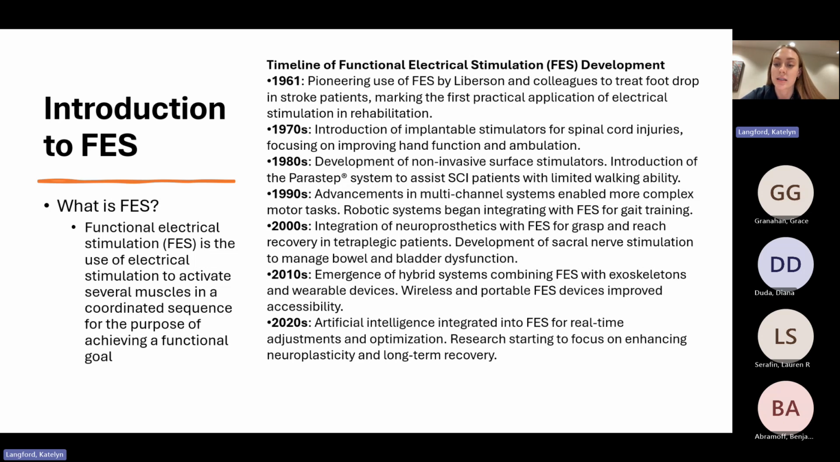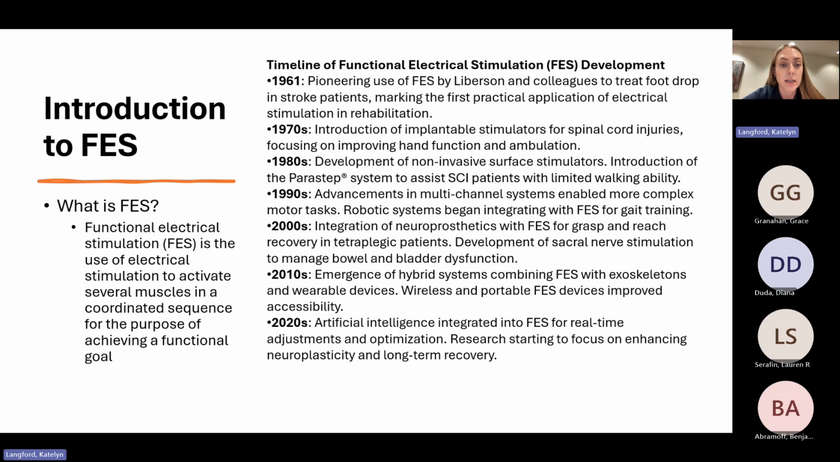And then in the 1960s, they really brought this into practice by treating foot drop in stroke patients. And that was 1961, the first practical application of e-stim in rehab. In the 70s, they started introducing implantable stimulators, focusing specifically on hand function and ambulation. In the 1980s, development of non-invasive surface stimulators, and this was the introduction of the Parastep system that is still used today, so that assists SCI patients with walking ability.